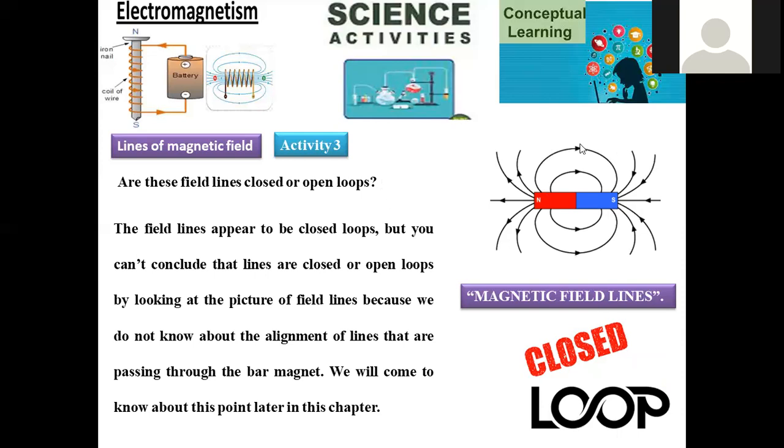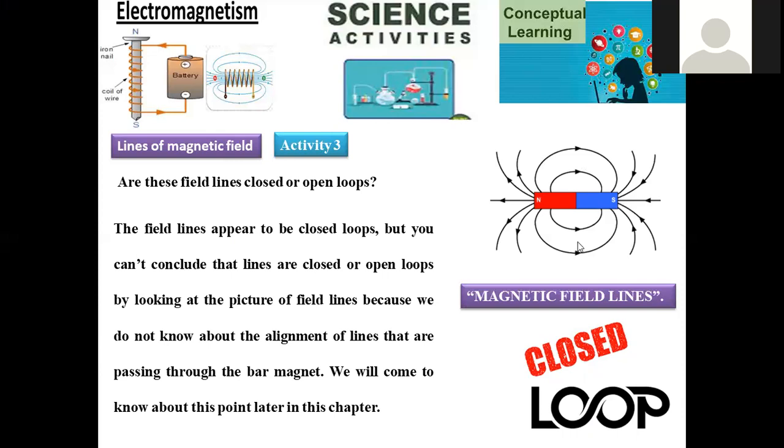We are not supposed to open these lines. They start from one pole and end at another pole. Here they give a half circle curvature, not opening anywhere, not disturbed anywhere. That's the reason why they are said to be closed loops, closed curvatures. The field lines appear to be closed loops, but you can't conclude that the lines are closed or open by looking at the picture. As we are seeing, we can say it is a closed one.